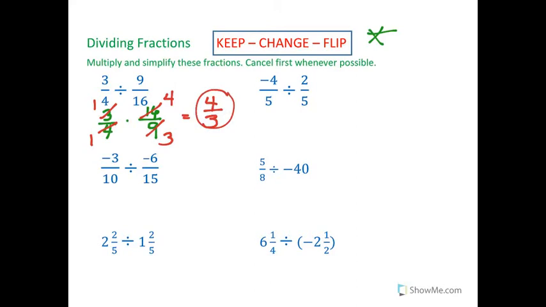All right, so here we go again. We're going to keep, change, and flip. And let's see, 5 goes into 5 once, and into 5 once. 2 goes into 2 once, into 4 2 times. I do have a negative symbol I have to keep track of, so my answer is going to be -2.